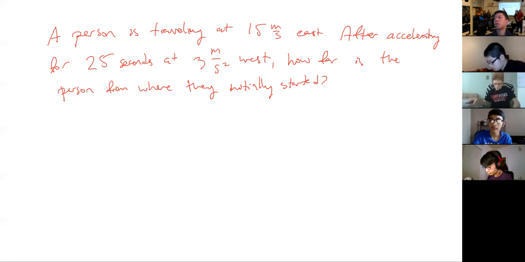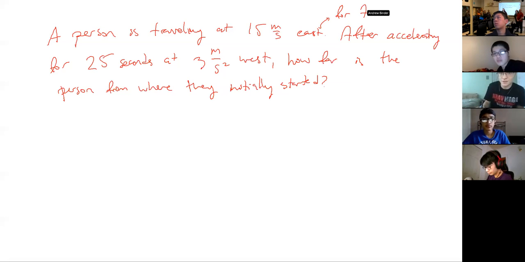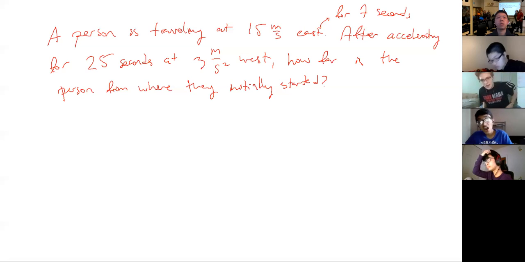So a person's traveling at 15 meters per second east after accelerating for 25 seconds at 3 meters per second squared west. How far is the person from where they initially started? Yeah, so take a couple minutes to do this one and private message us the answer that you got.